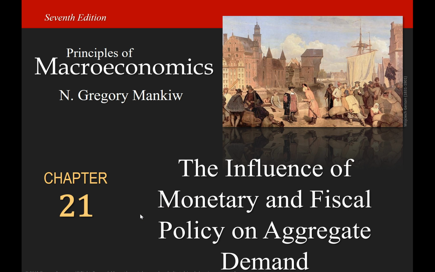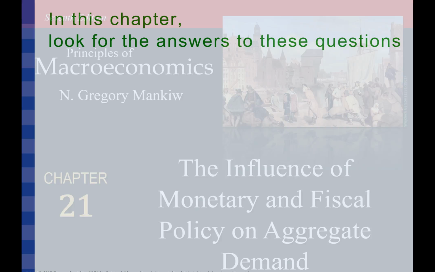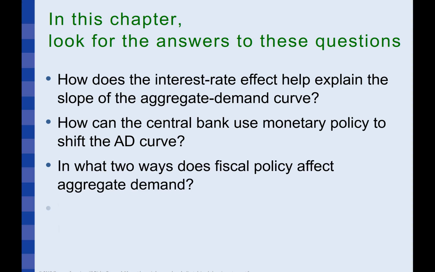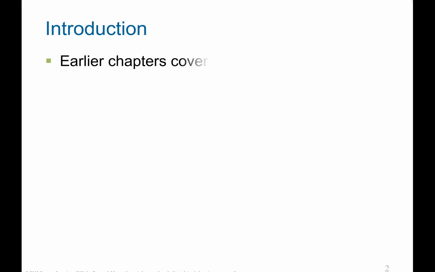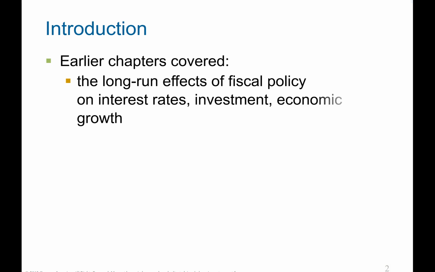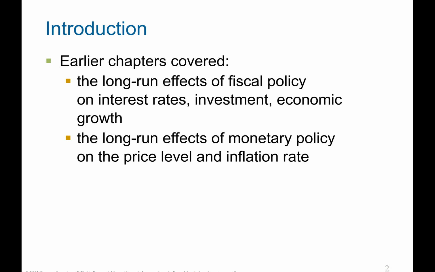Chapter 21 deals with the influence of monetary and fiscal policy on aggregate demand. So we're going to be answering a few questions in this chapter, and we're going to refer back to earlier chapters that we covered. Specifically, we're going to look at the long-run effects of fiscal policy, how that's going to affect interest rates, investment, and economic growth. We're going to look at the long-run effects of monetary policy on price level and inflation rate.